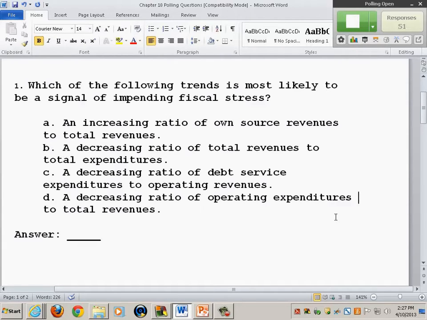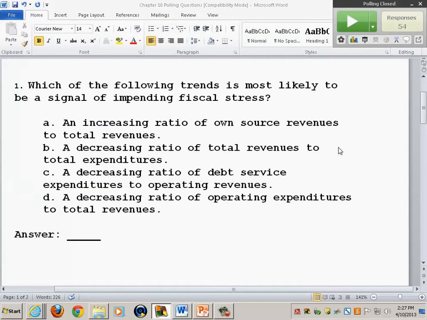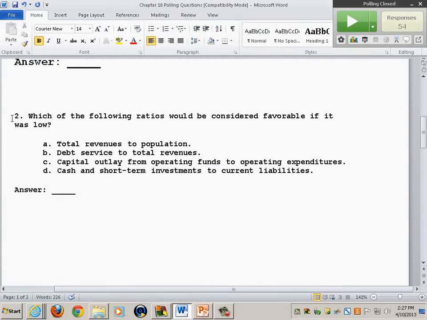Okay, so let's take a look at this. Anybody need any more time? Everybody answered? Okay. Actually, most people got this right, which is a decreasing ratio of total revenues to total expenditures, because the question was, what's the sign of fiscal distress? Any questions on this? Okay, let's take a look at the second one.